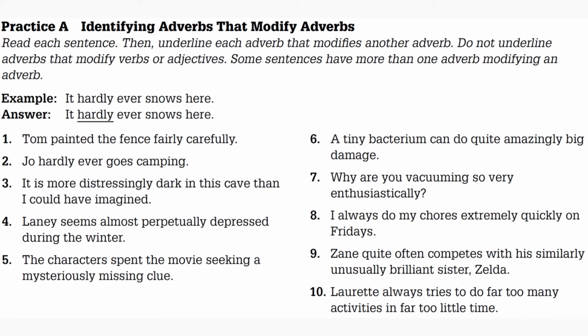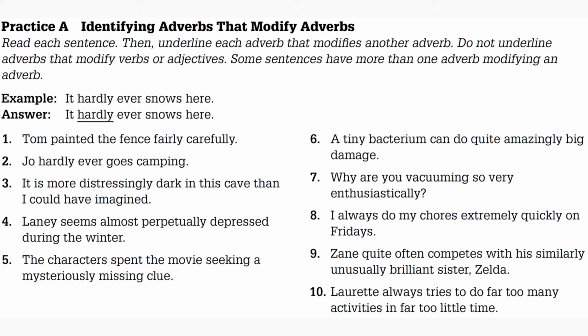So the first practice, we have to identify adverbs that modify other adverbs. Let's see the example. It hardly ever snows here. Hardly is the adverb, it modifies ever. Ever is another adverb that is modifying the verb snows. So we underline only the adverb that modifies another adverb. We don't underline, in this case, adverbs that modify verbs or adjectives.